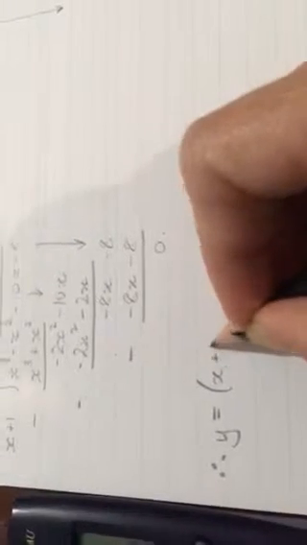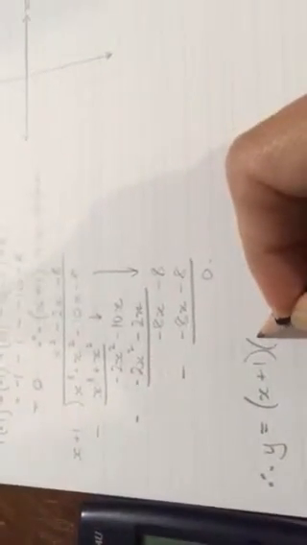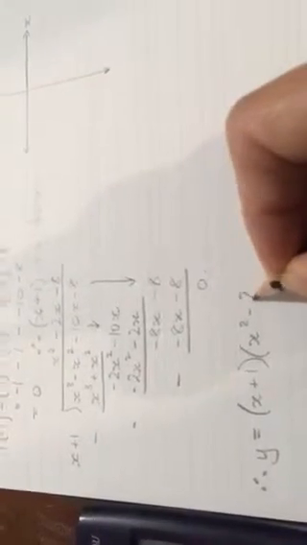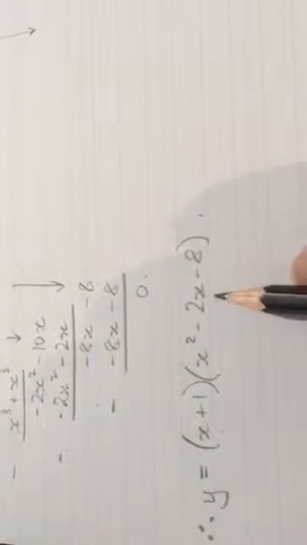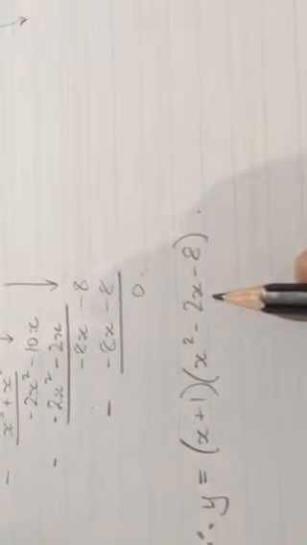So I can say, therefore, y equals x plus 1. That was what my divisor was. And multiplied by my quotient, x squared take 2x, take 8. So I've got a factor times a factor. But notice that this one's a quadratic, so I'm going to have to try and factorise that further.